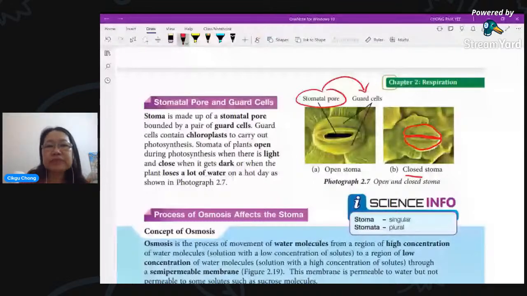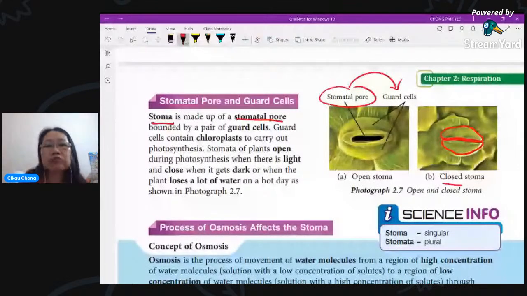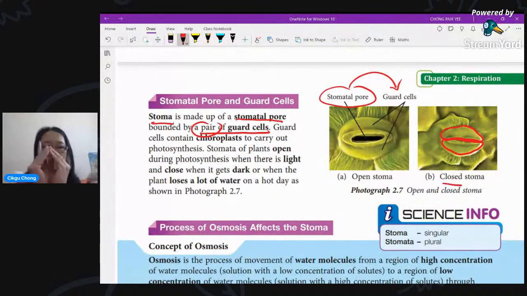Okay, look here. Stoma is made up of stomata pore. Stomata pore is the opening bounded by a pair of guard cells. So you have two guard cells like that, curve shape. It's like a cashew nut, right? Curve like that. These guard cells contain chloroplast. So they can carry out photosynthesis.